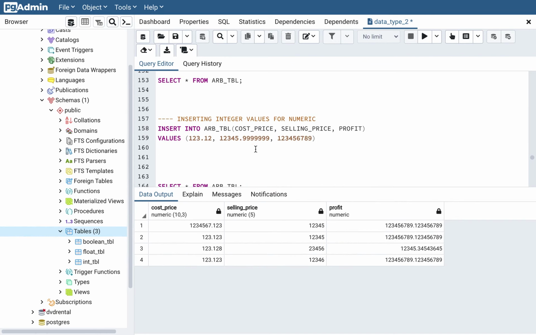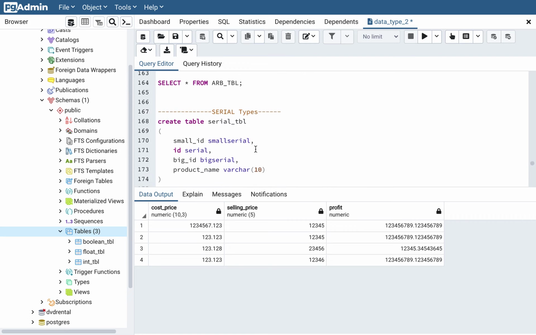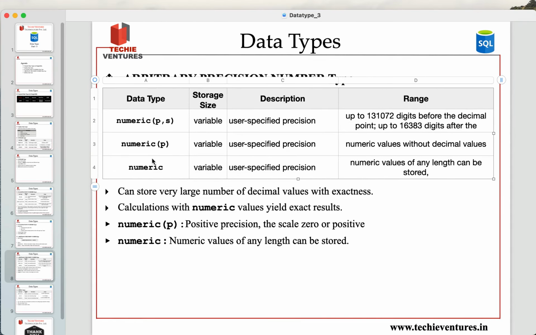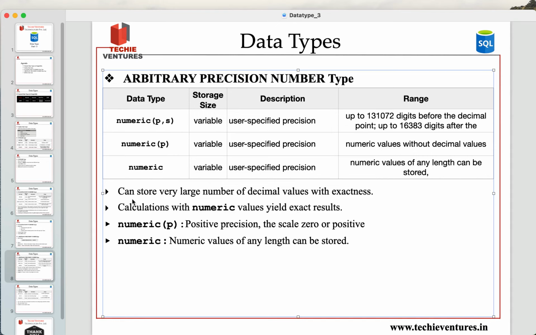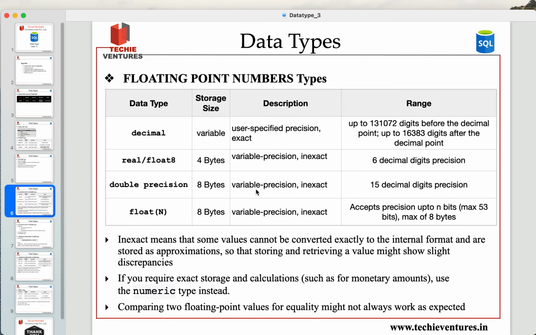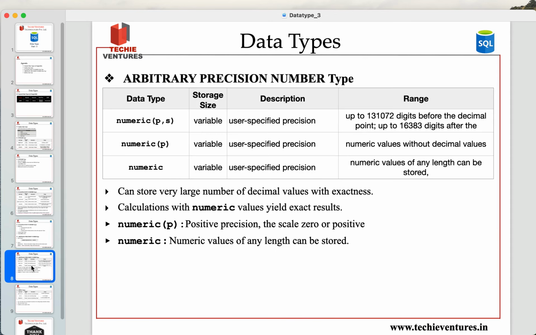Now, this we have already done. If you look at our numeric data type, we have discussed all this: it can store a very large number of decimal values with exactness. In the previous data types, when we were talking about decimal, real, float 8, double precision, we discussed that they cannot be stored with exactness because of their rounding off nature. But here you can use the numeric data type to store values with exactness. Calculation with numeric values yields exact results. Yes, this is also very, very important.